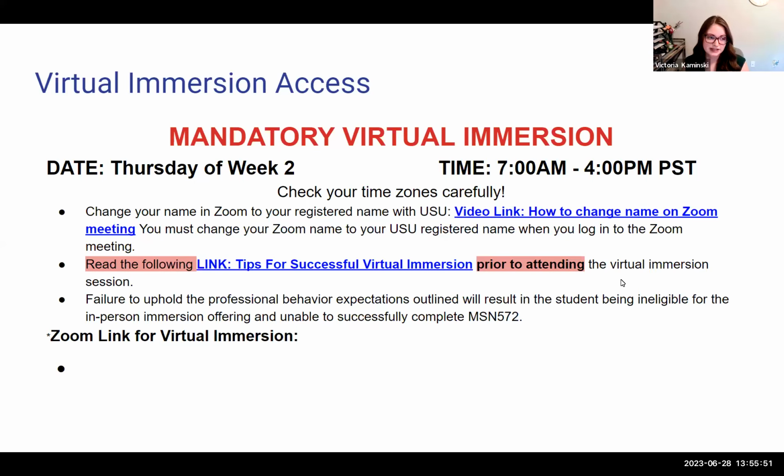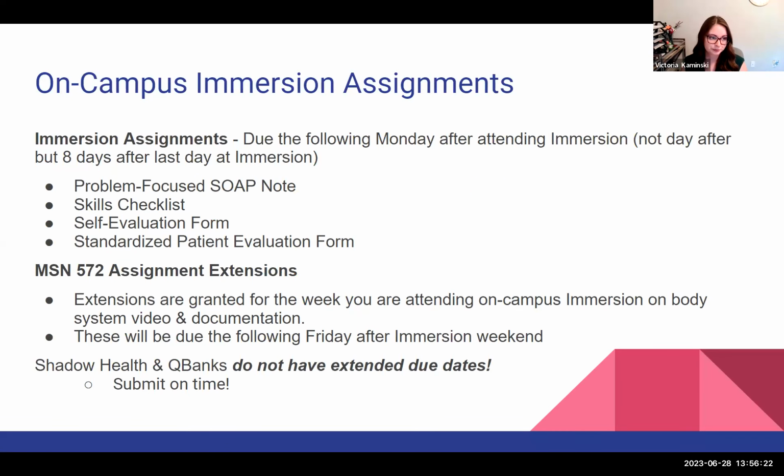You will see in your course that you will have an announcement posted on Thursday of week 2, again, with the date and the link. You also will need to make sure that you change your name on Zoom to the name that you are registered with for USU for attendance purposes. And then there is the link for tips for successful virtual immersion prior to attending. You will receive that in an email, but it will also be posted in an announcement for you.